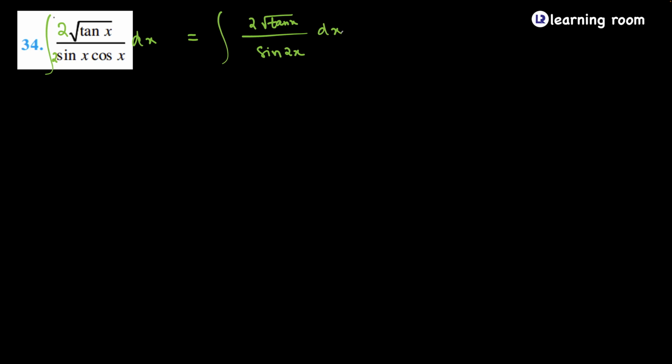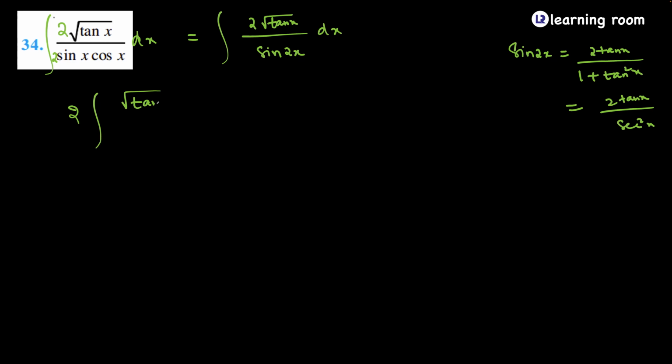Right. But now the tricky part is, what do I do with sine 2x and tan x? That is where we have this identity where it says sine 2x is equal to 2 tan x divided by 1 plus tan square x, or it is 2 tan x divided by secant square x. Both are same. But this is identity 2 tan x by 1 plus tan square x. So take the 2 outside. So 2 into integral of root of tan x divided by 2 tan x divided by, I'll write it as secant square x dx.